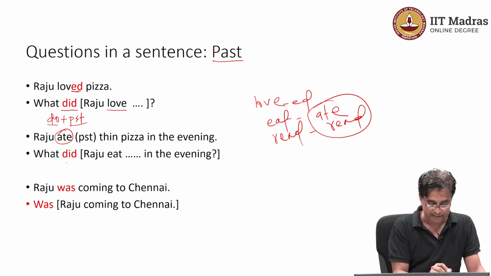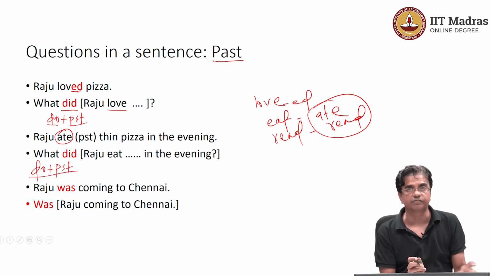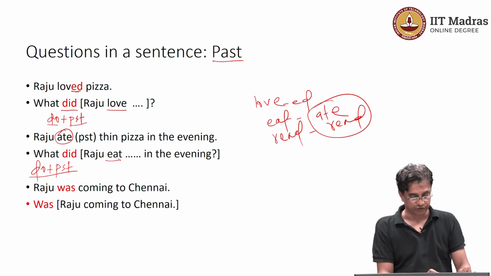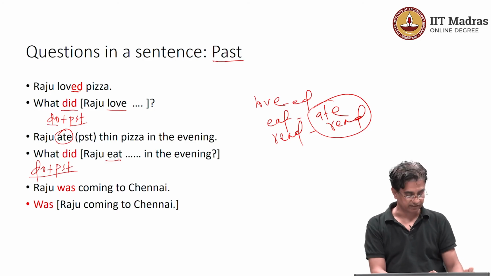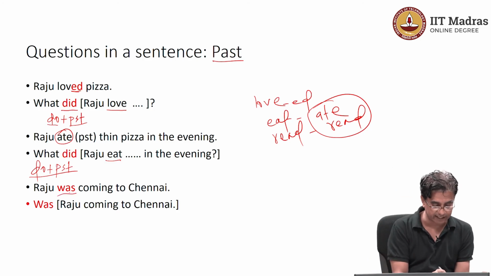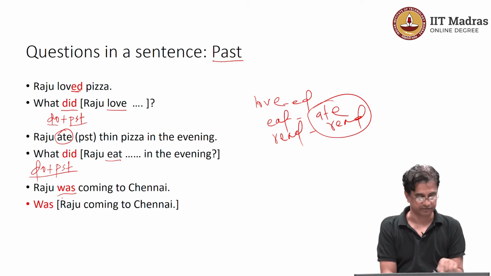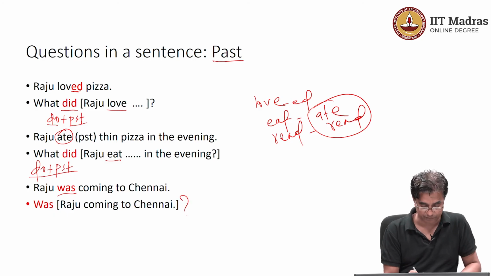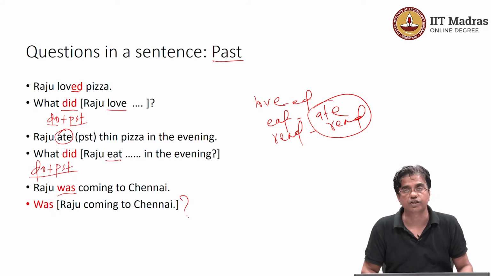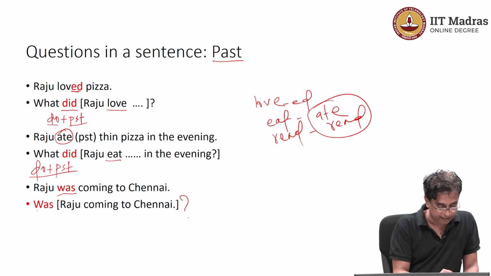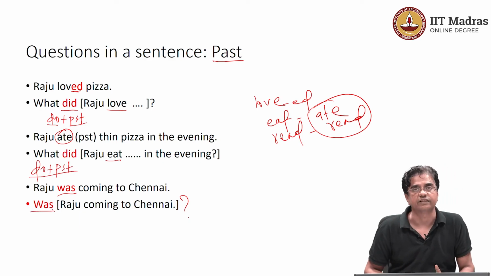So look at this now. Same thing happens again. In order for past to get fronted, it gets added with do, and when it gets fronted, gets out of the sentence, you are left with eat. So you have, what did Raju eat in the evening? A past tense marking here, singular marker with past tense. Raju was coming to Chennai. Was Raju coming to Chennai? Sorry, this is a question sentence. Was Raju coming to Chennai? Here it's fronted. Tense is fronted.